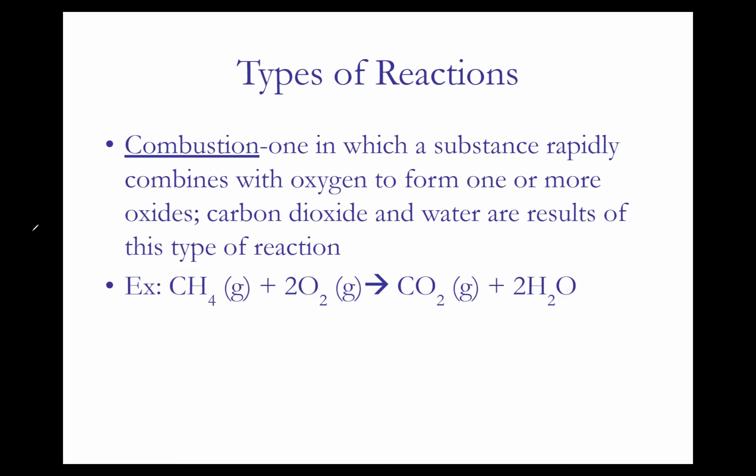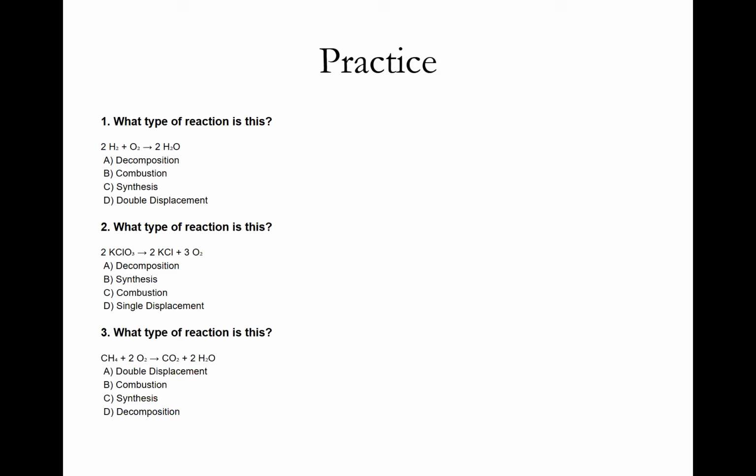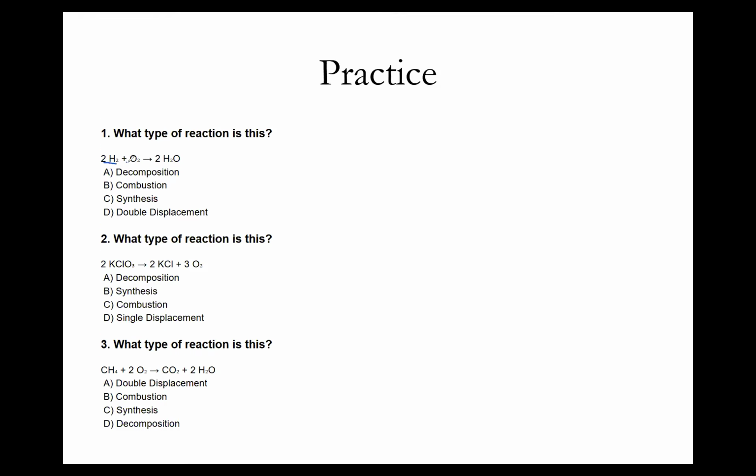All right, let's do some practicing. What type of reaction is each of these? I want you to try to answer them and then come back and check them and see if you got them correct. So if we look at this, we have two separate things. A plus B produces C. What type of reaction was that? We have two things becoming one. That's a synthesis.